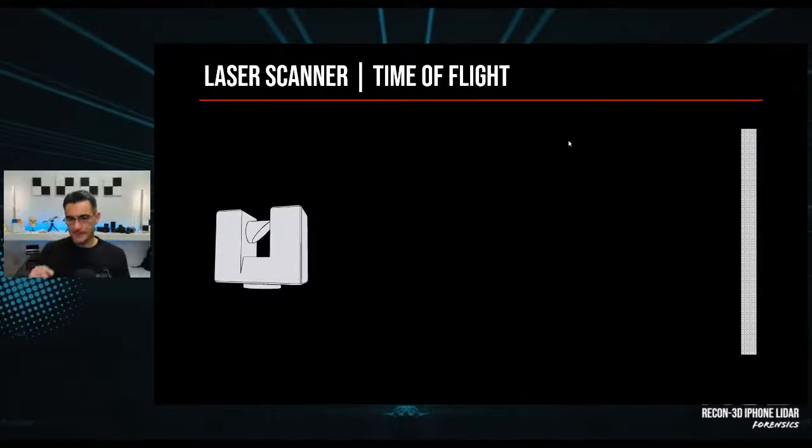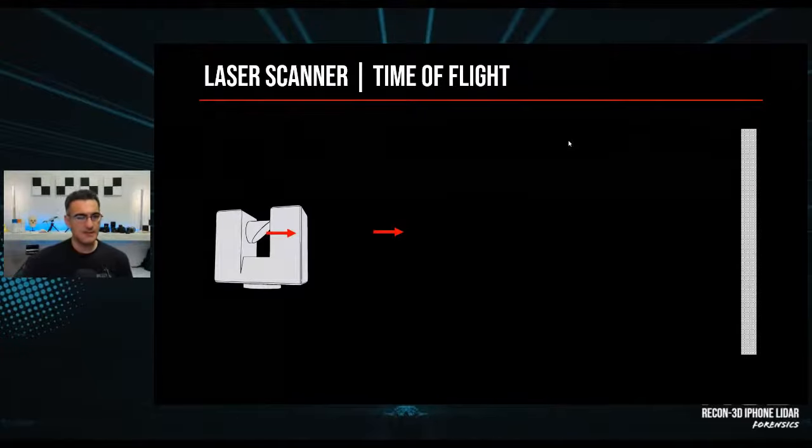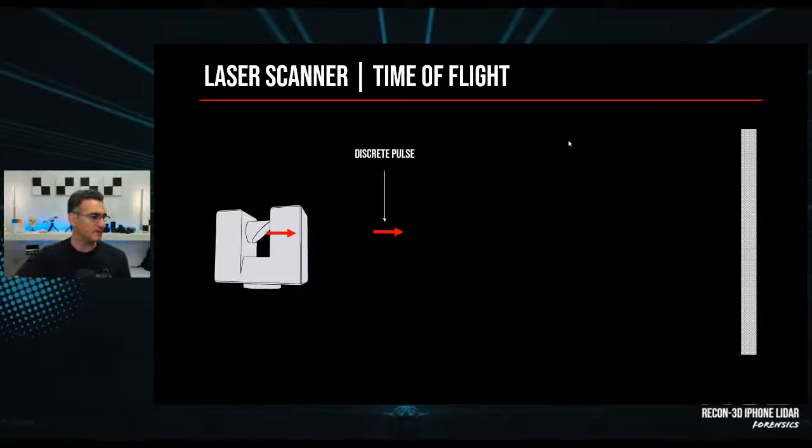The laser scanner uses LiDAR, and the two most common techniques are time of flight and phase comparison, or phase based. Time of flight is pretty simple to understand. The scanner emits a very, very discrete pulse. Basically, if you took a flashlight and turned it on and off really quickly, so just flashed it on for a fraction of a second, it's a very discrete pulse.